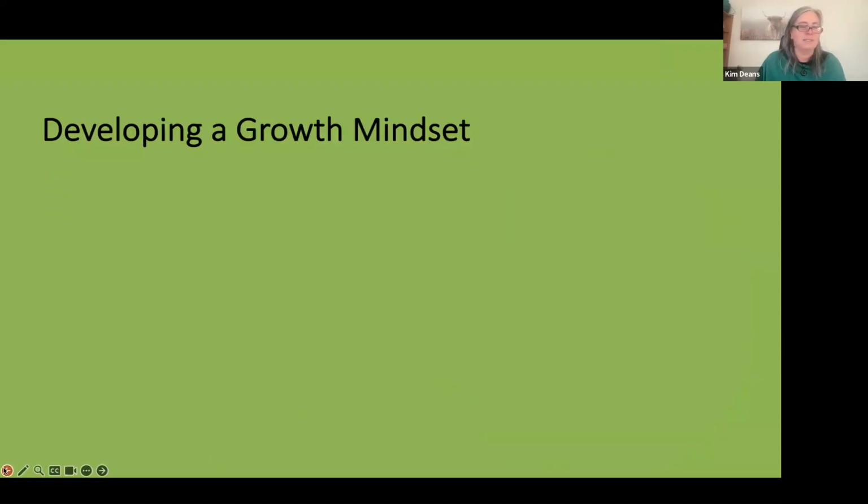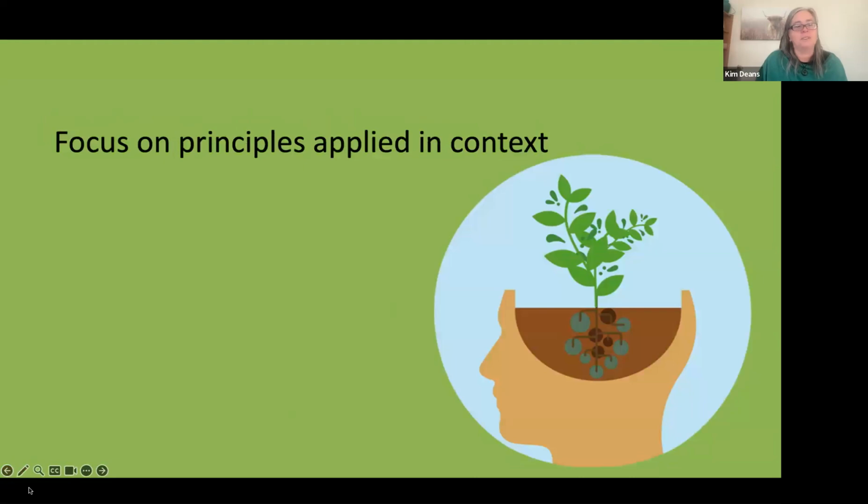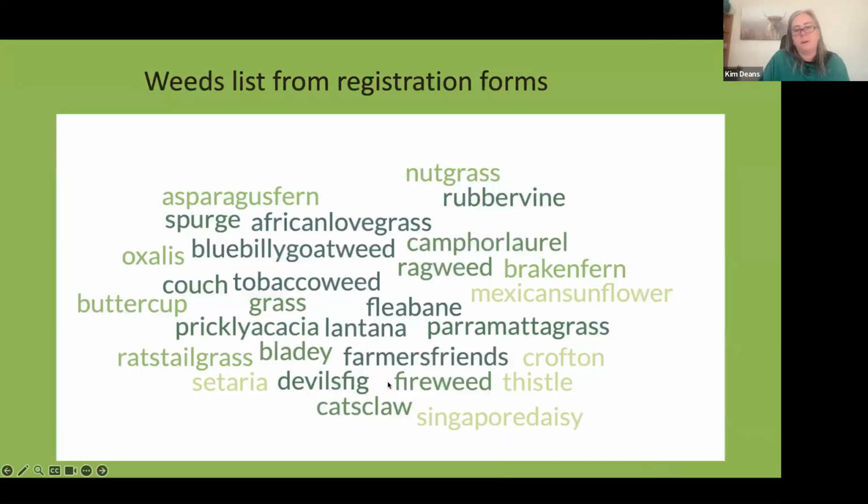Whoops, I've just hit a button there. I might just go back. So I'll just show you, this is a few. I think there may be more weeds that came through after Andrew sent me this list, but you can see there's a diversity of different plants that people are curious about and challenged by in your environment.